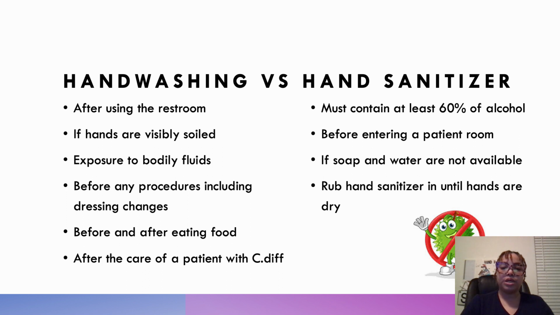Here are a few points on when to wash your hands with soap and water versus the use of hand sanitizer. You want to wash your hands after using the restroom. If your hands are visibly soiled, wash your hands with soap and water for 20 seconds. Singing the happy birthday song twice will help you accomplish that goal. Wash your hands when exposed to bodily fluids and before performing any procedures, including dressing changes. Wash your hands before and after eating.